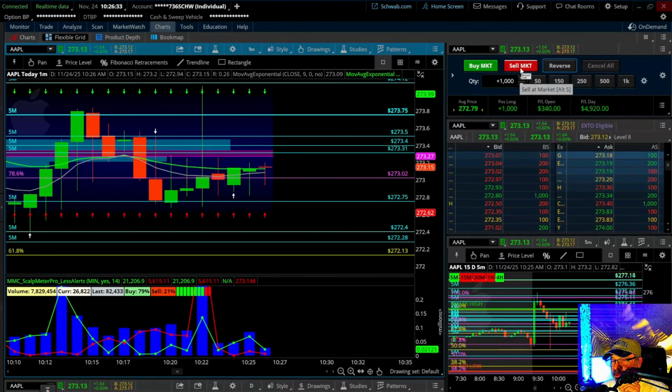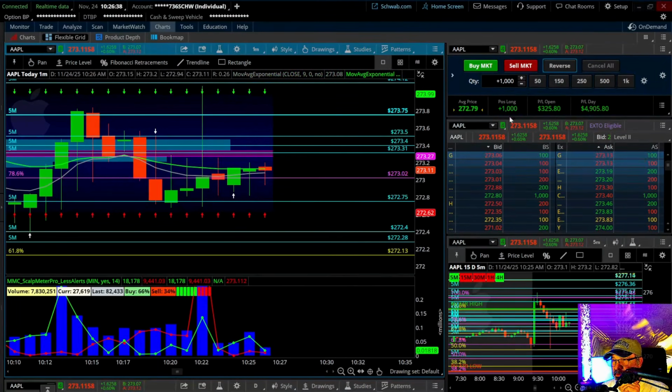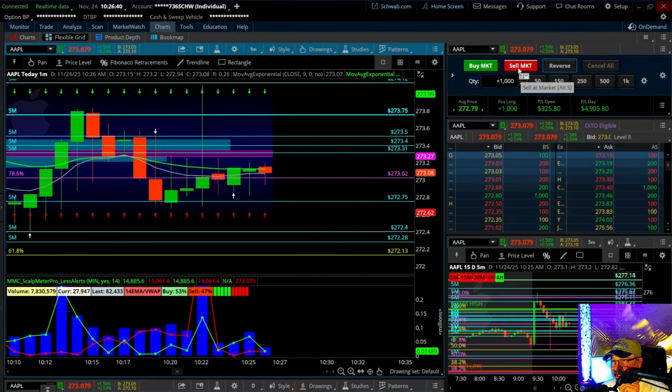Definitely looks like it wants to push up. See how the volume came up here? So on the upswing. So I'm selling out. I'm not reversing, guys. It's up to you guys who want to keep trading.